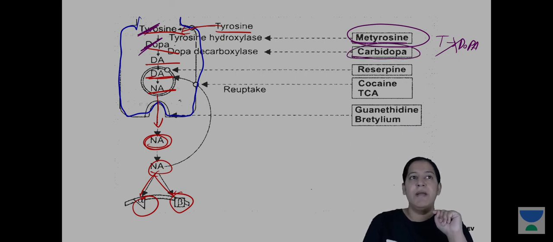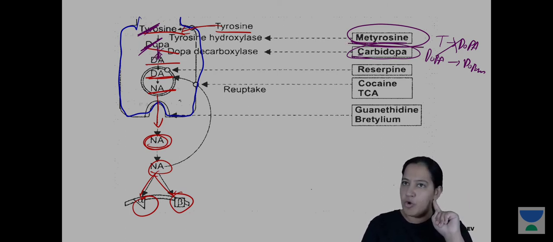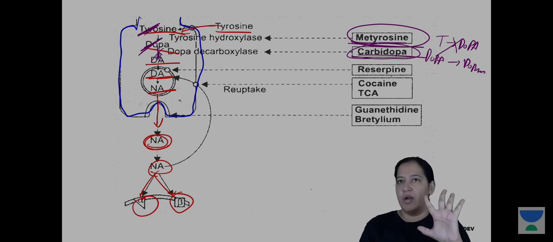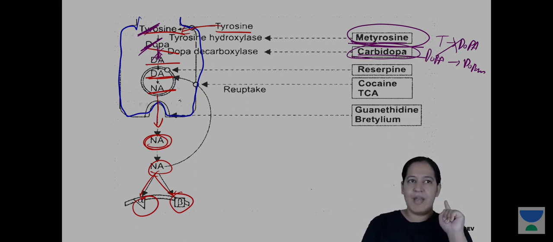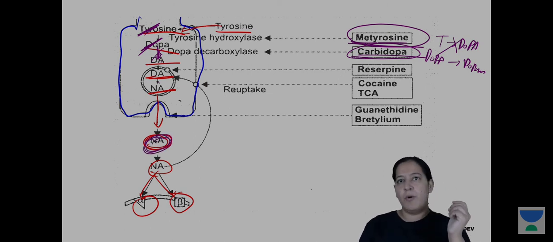The second poison or toxin is carbidopa. It will inhibit dopa to dopamine. So dopa to dopamine conversion is blocked by this poison. So this conversion is blocked by carbidopa. So which step metyrosine is blocking, which step carbidopa is blocking, you have to learn it. After that it will go in the synaptic vesicle, it will come out here, then the remaining three poisons I will tell you later.